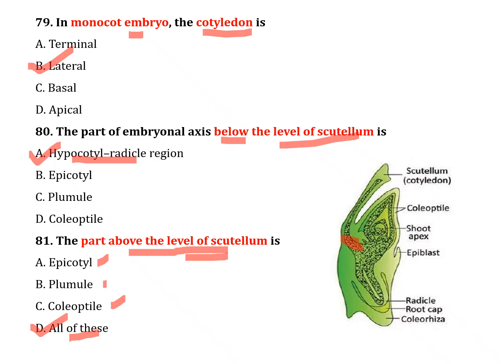This is the scutellum part. Above the level of scutellum are the coleoptile, plumule, and epicotyl. And below the level of scutellum are the radicle and hypocotyl. This is the hypocotyl region and radicle.